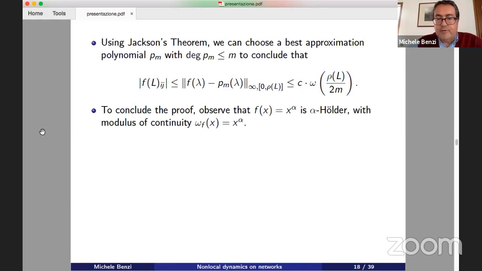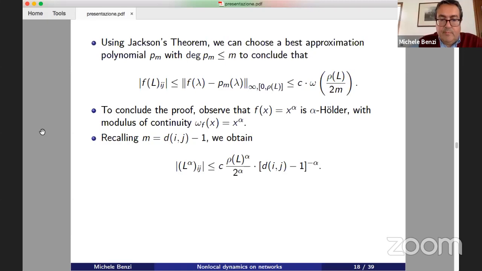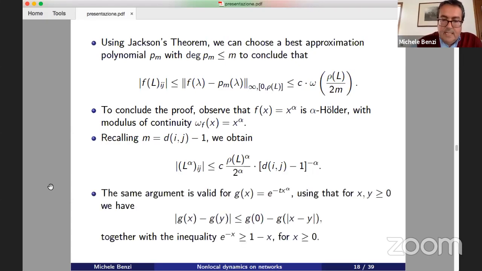To conclude the proof, we observe that the fractional powers of x are Hölder continuous with modulus of continuity equal to the function itself, x to the alpha. Plugging that into our formula above, we obtain the bound for the powers of L to the alpha. This means that the entries of L to the alpha are bounded in a way that decays like a power law with exponent minus alpha away from the main diagonal. And with a little trick, we can extend the proof. We can also prove a similar bound for e to the minus t x to the alpha.